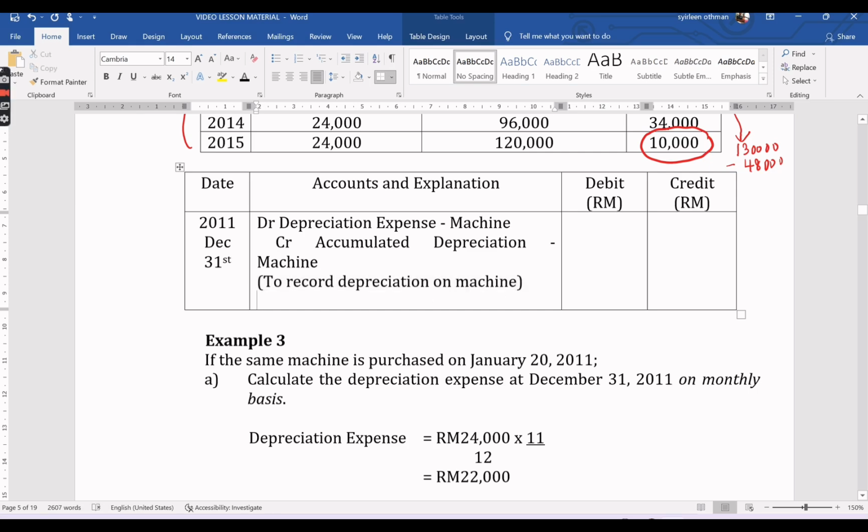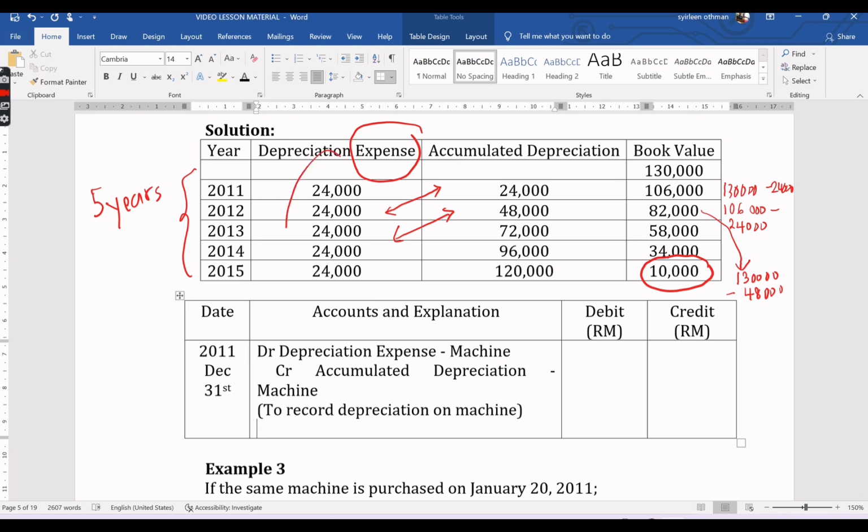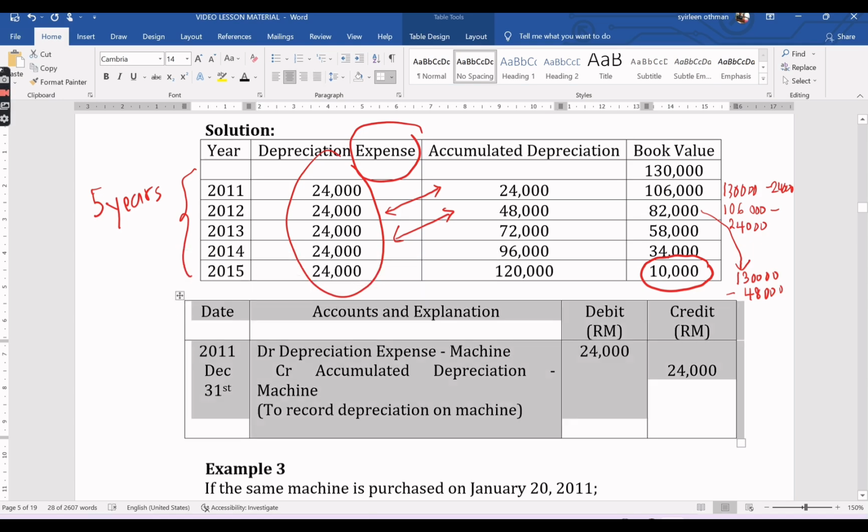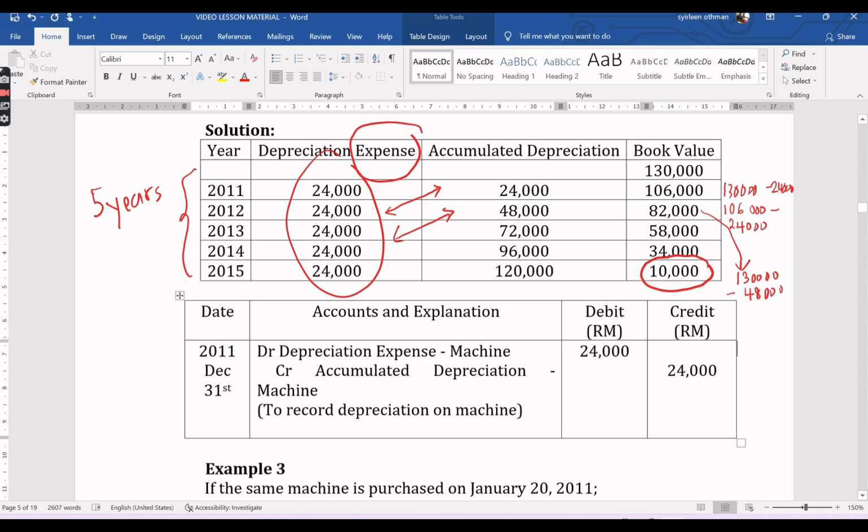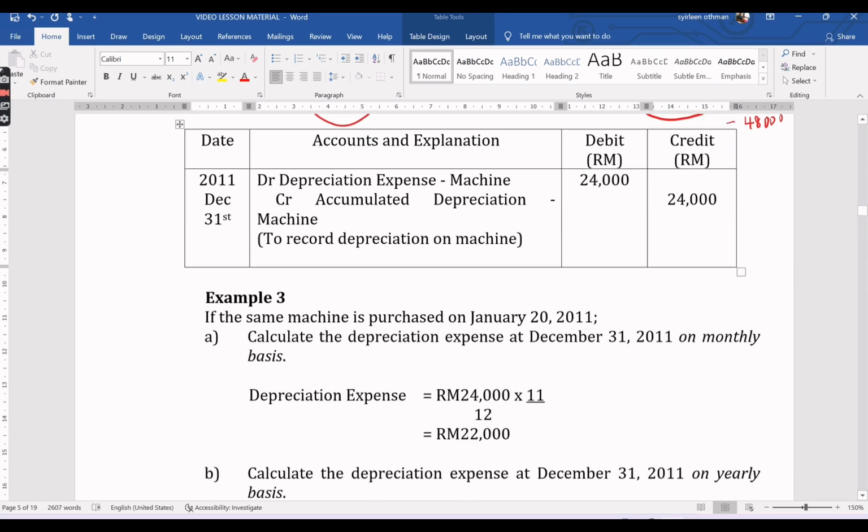So the amount here is this one, sebab we are calculating the depreciation expense for 1 year. So the amount that will be recorded is 24,000. So as you can see here, this will be your adjusting entries for the depreciation expense for that particular machine on 31st December 2011. This is when we are using yearly basis.